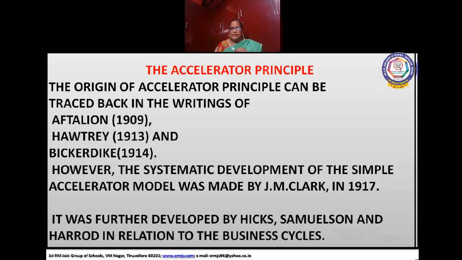In detail, we are going to see what is the accelerator principle, the origin of the accelerator principle, what is the formula for it, the definition of accelerator, then assumptions for the same, and how it operates in diagrammatic presentation, the limitations of the accelerator principle, leverage effect, etc. Let us see in detail.